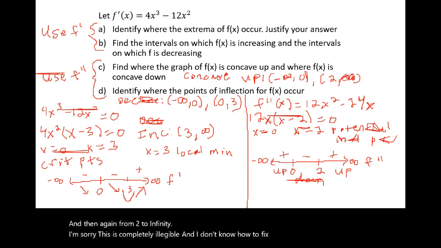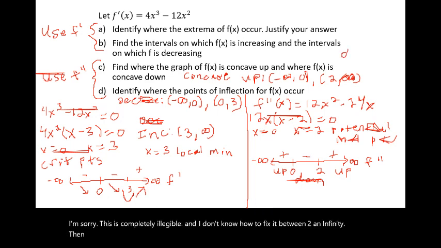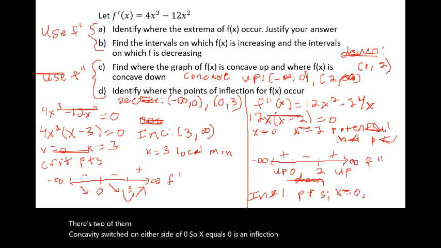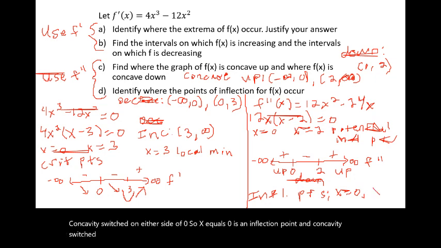Between 2 and infinity. Then the function is concave down on the interval from 0 to 2. Now for your inflection points, there's 2 of them. Concavity switched on either side of 0, so x equals 0 is an inflection point. And concavity switched again on either side of 2, so x equals 2 is also an inflection point.